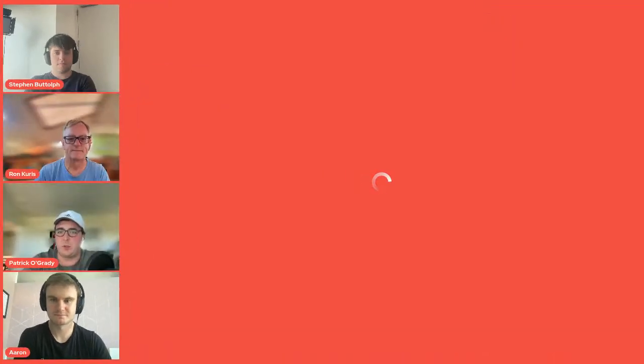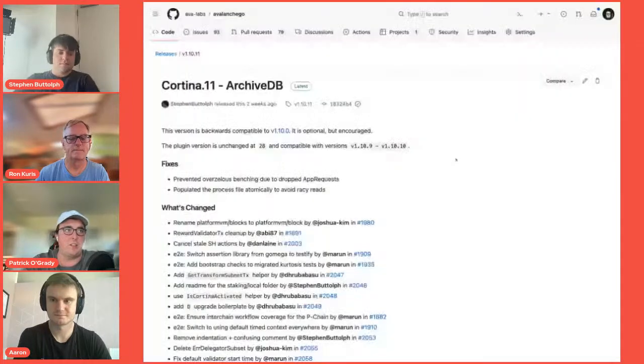So Ron is an engineer on the storage team here. We'll dive into his work later with some contributions to the Firewood effort. But first we'll get things started with Cortina 11. So let me present my screen here. Too many tabs. There we go. Cool. All right, Steven, take us away.